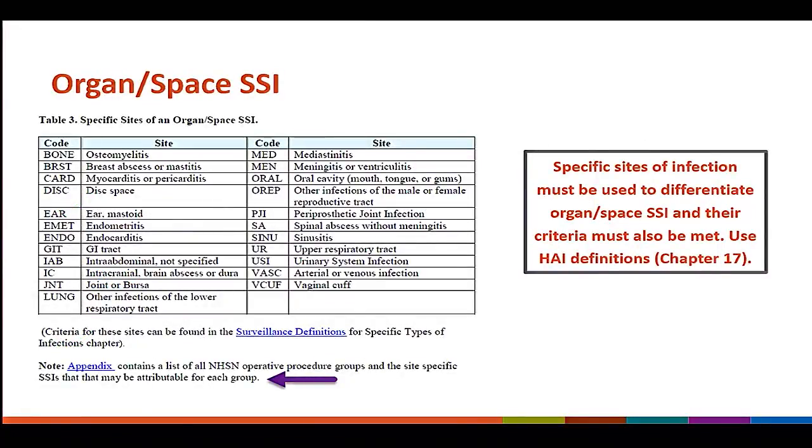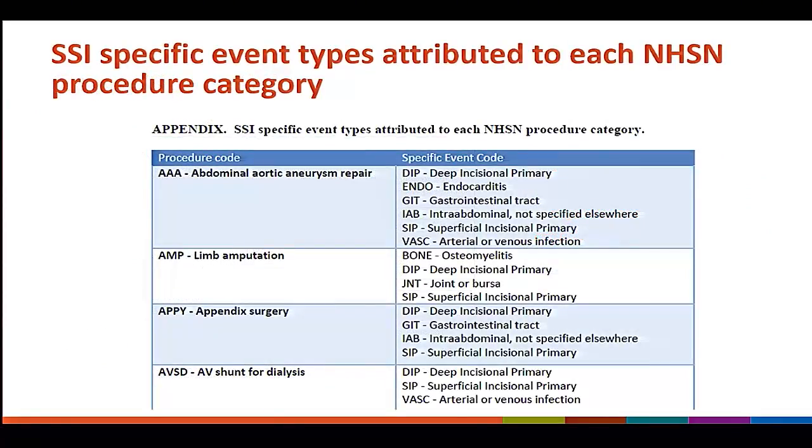And this is what I'm talking about here. Table 3 in the SSI protocol lists the specific sites that are eligible for organ space SSI attribution. They're listed here. Okay? And you must meet the actual definition completely to cite an organ space SSI.